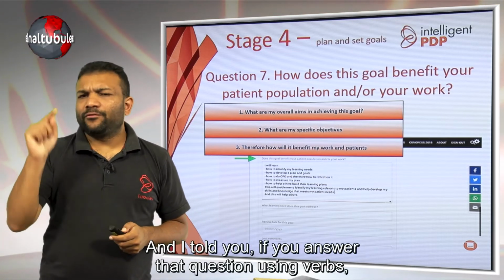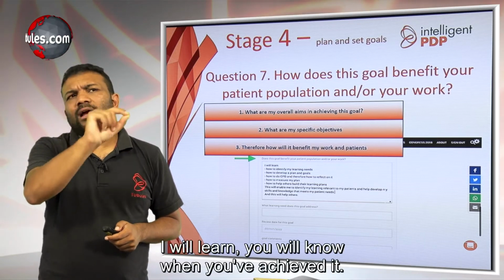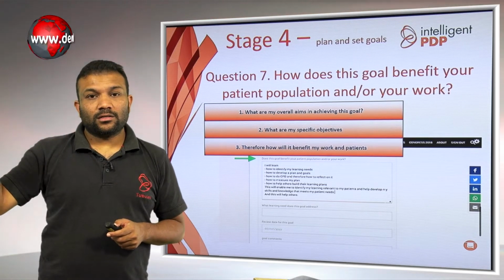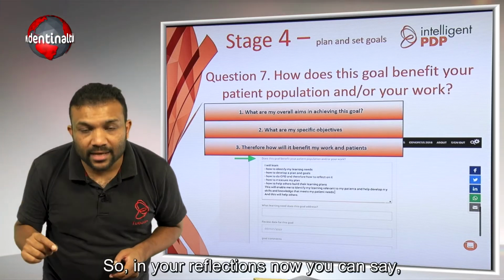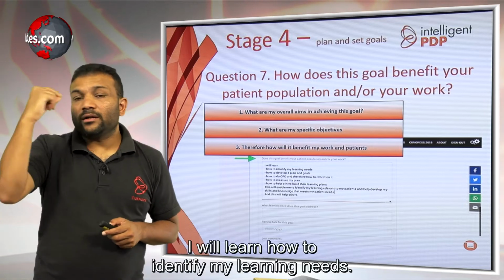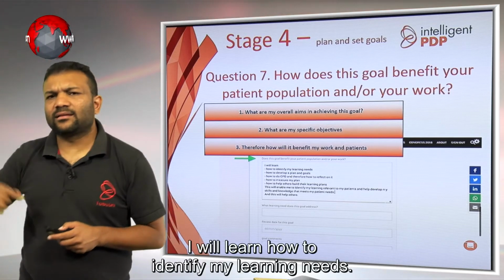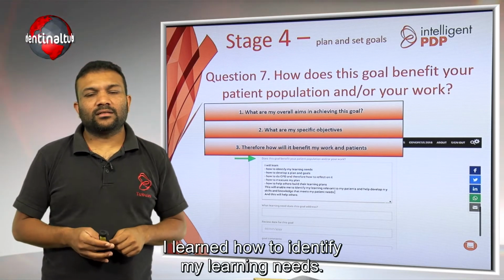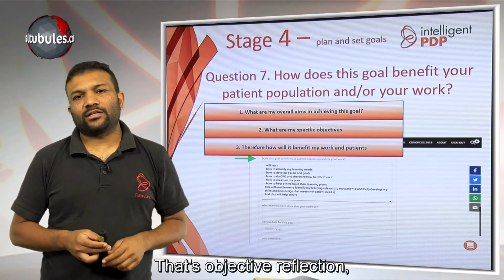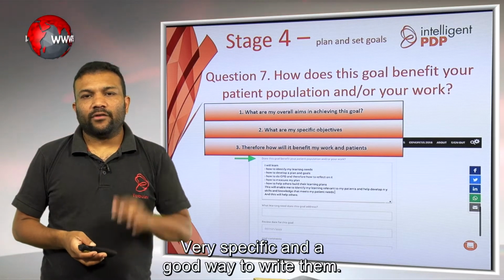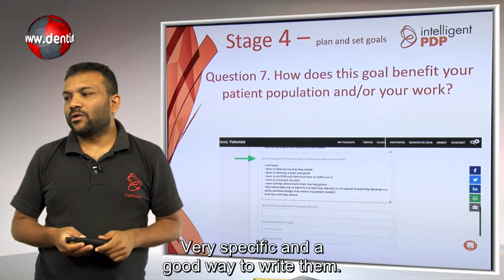And I told you, if you answer that question using verbs, "I will learn," you will know when you've achieved it. So in your reflections, now you can say, because in your plan you had decided to say, "I will learn how to identify my learning needs." So in your reflections, you say, "I learned how to identify my learning needs." That's objective reflection, because what you set there is what you're achieving here. Very specific and a good way to write them.